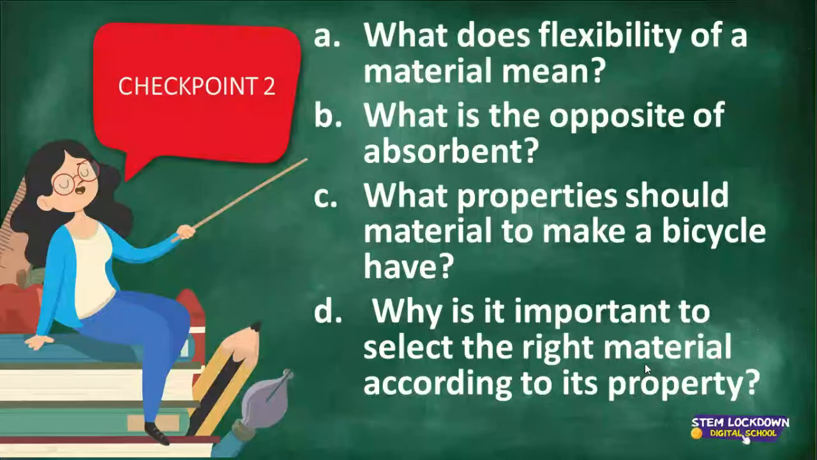Just look at the bicycle and then try to check the material that must be used to produce the bicycle. Hardness or softness. Okay, the bicycle frame. Let us start with the bicycle frame. The bicycle frame should be hard or soft. Should be strong or weak. Should be flexible or stiff. Should be heavy or light. Should be waterproof or absorbent.